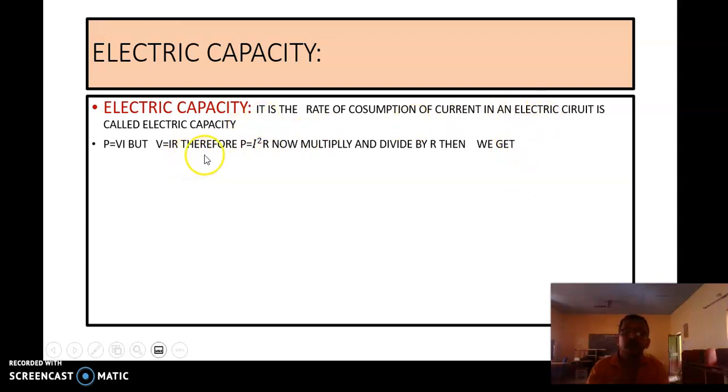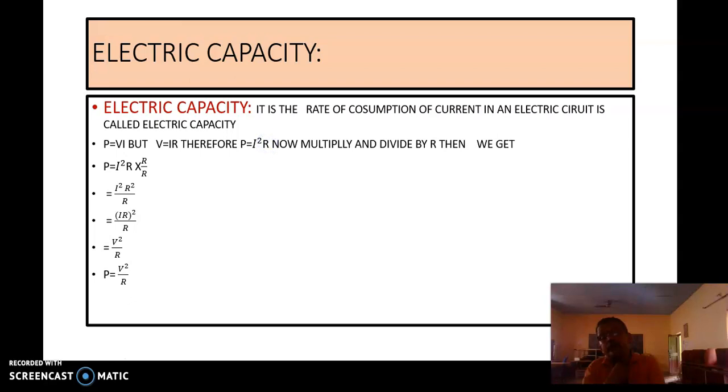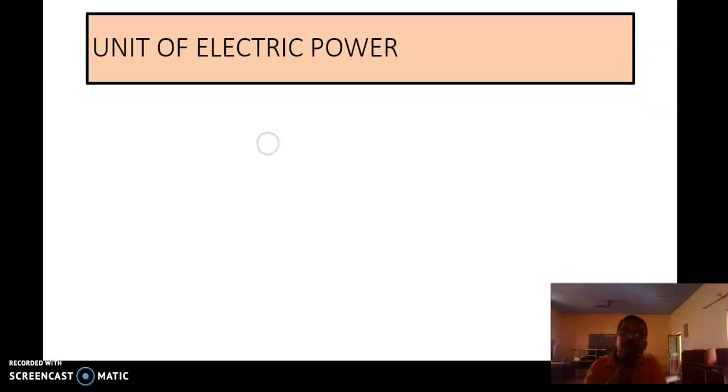V equal to IR, we know that, and also we know that P equal to VI. So now substituting, we will get P equal to I squared R. Multiplying and dividing by R, the R's cancel, so I squared R squared by R, and I squared R squared equal to V squared. So V squared by R. So P equal to V squared by R.